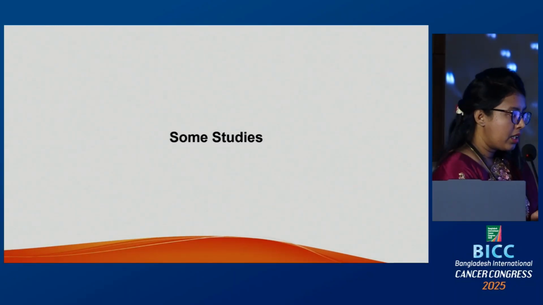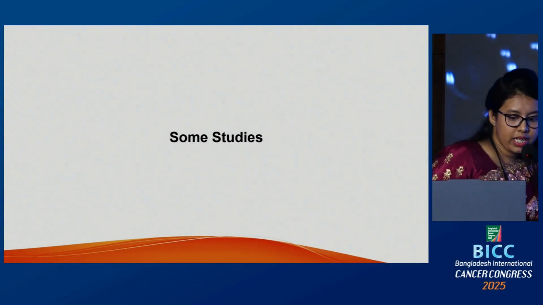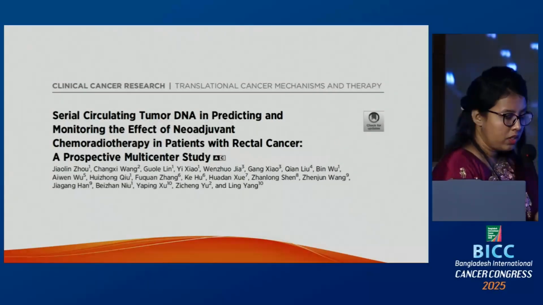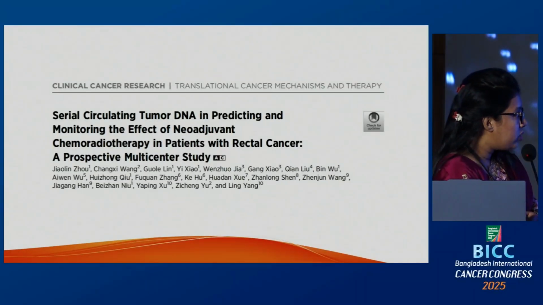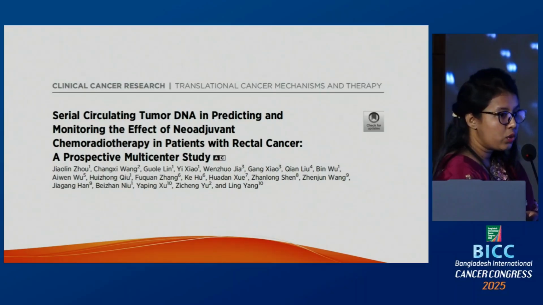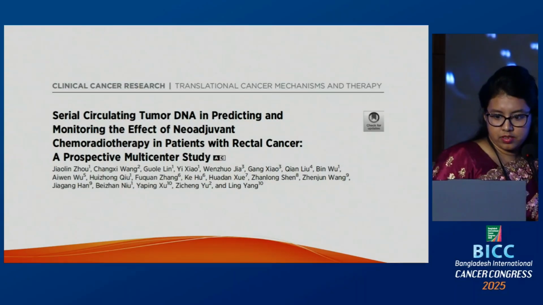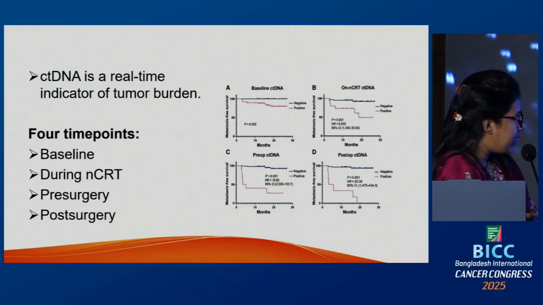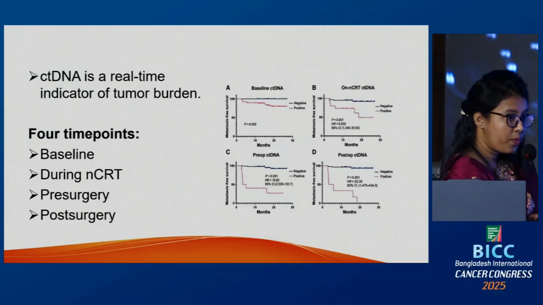Now we will see some studies and look at what these evidences show. This is a study on neoadjuvant chemoradiotherapy in a patient with rectal cancer. In the study, you can see that ctDNA is an indicator of tumor burden.